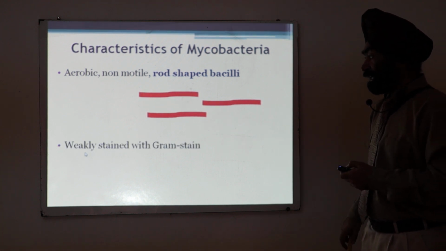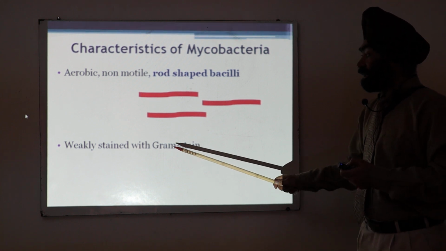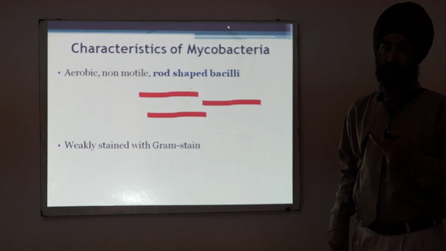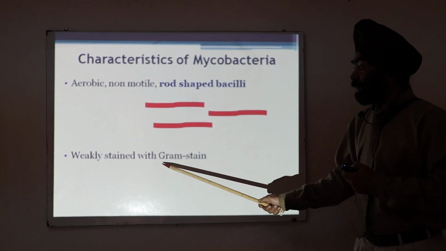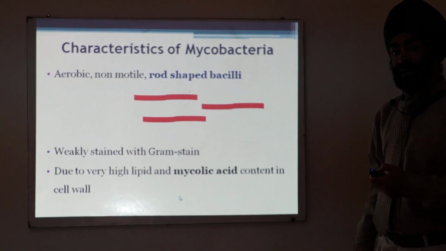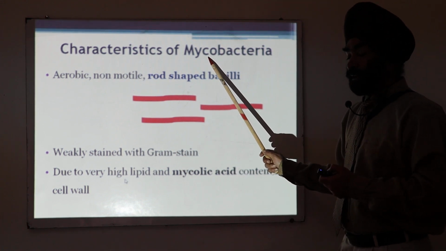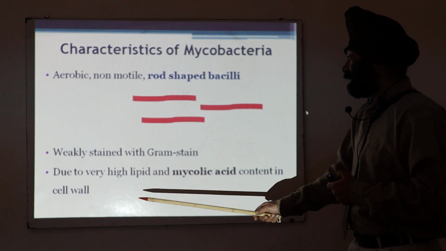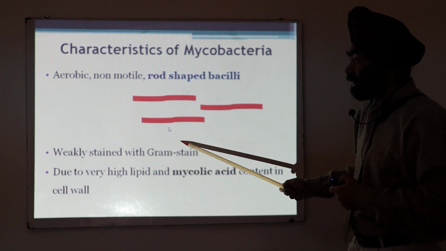Another important point is that normally if you take a bacteria, you use a stain which is called gram stain. So some bacteria are gram positive, some are gram negative. But these mycobacteria are not stained with the help of gram staining, only weakly stained with gram stain. So why are they not stained with gram stain? Because the mycobacteria contain very high lipids and mycolic acid in their cell wall. That is why they are not stained with the usual dye, gram stain.